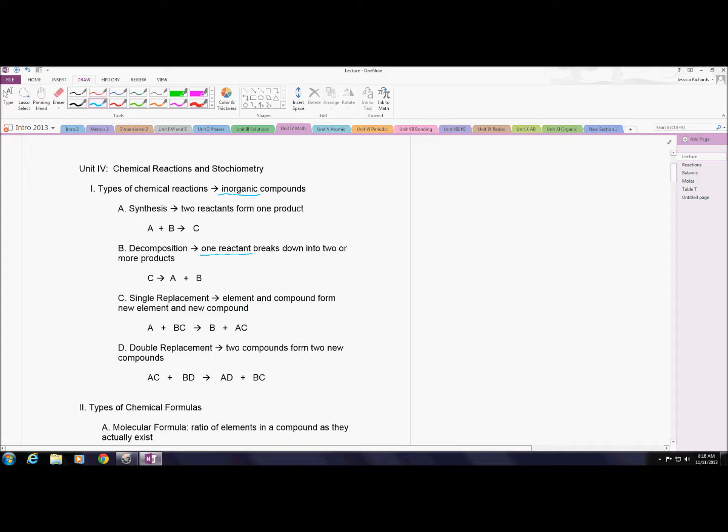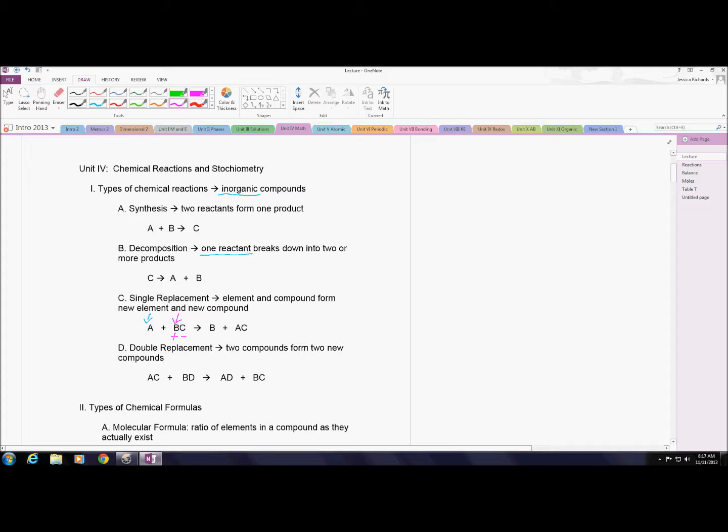Single replacement is always an element and a compound yields an element and a compound. So you need to memorize that. An element, and how do I know this is an element? How do I know just A is an element? One capital letter. And a compound, how do I know that BC is a compound? Two capital letters. What do we know about the first one? The first one's always positive, the second one's always negative.